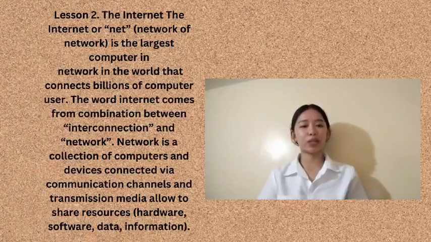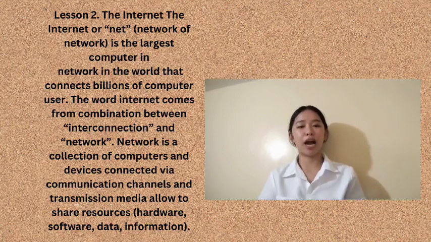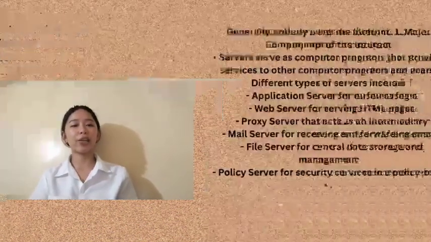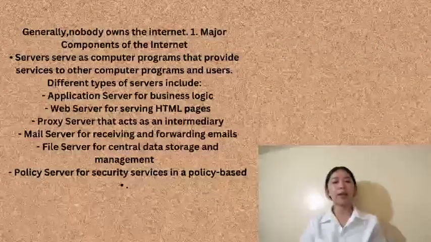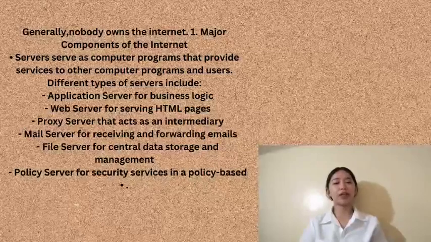A network is a collection of computers and devices connected via communication channels and transmission media, allowing them to share resources like hardware, software, data, and information. Generally, nobody owns the internet. Major components of the internet: servers serve as computer programs that provide services to other computer programs and users.